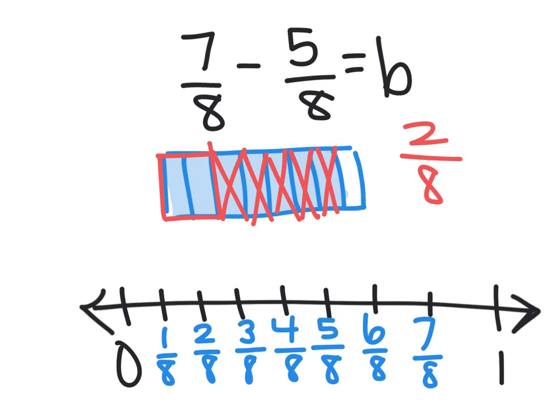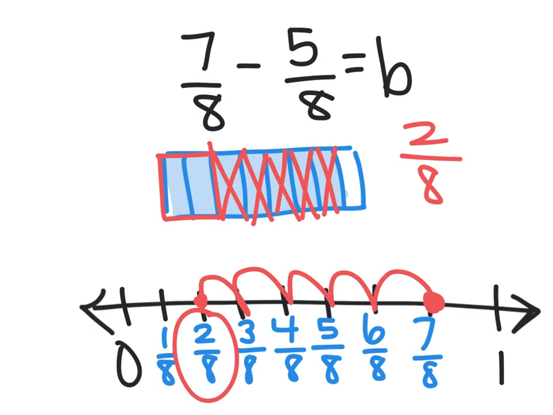So to use the number line for subtraction, we're going to start with the number we started with. So she started with 7/8 of a yard, and then we're going to subtract 5/8. So we're going to go over 5/8. 1, 2, 3, 4, 5, and we end up on 2/8.